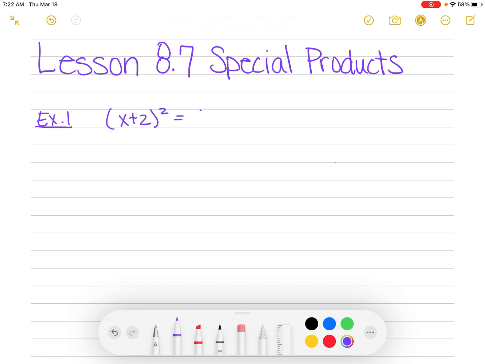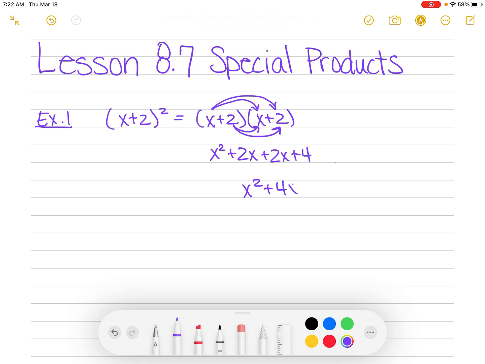So x plus 2 squared means x plus 2 times x plus 2. Now we're going to do the same thing we did before. Some of these are going to be pretty simple compared to what you did yesterday. I'm going to multiply like this, and I get x squared plus 2x. Then the next one, 2x plus 4. Then I put together my like terms, so I get x squared plus 4x plus 4. And that's my answer. That was pretty easy, right?